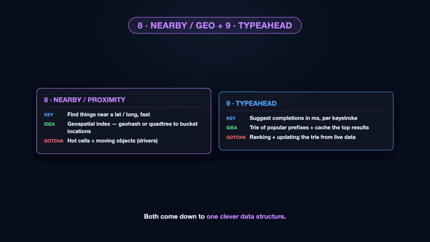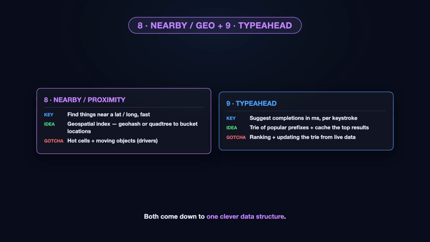index. A geohash encodes a lat-long pair into a short string, so points that are near each other share a common prefix. Or a quad tree recursively divides the map into 4 cells, again and again, until each cell holds a manageable number of points. Either way, you bucket locations into cells and only ever search the handful of cells near the query. The gotcha is hot cells.